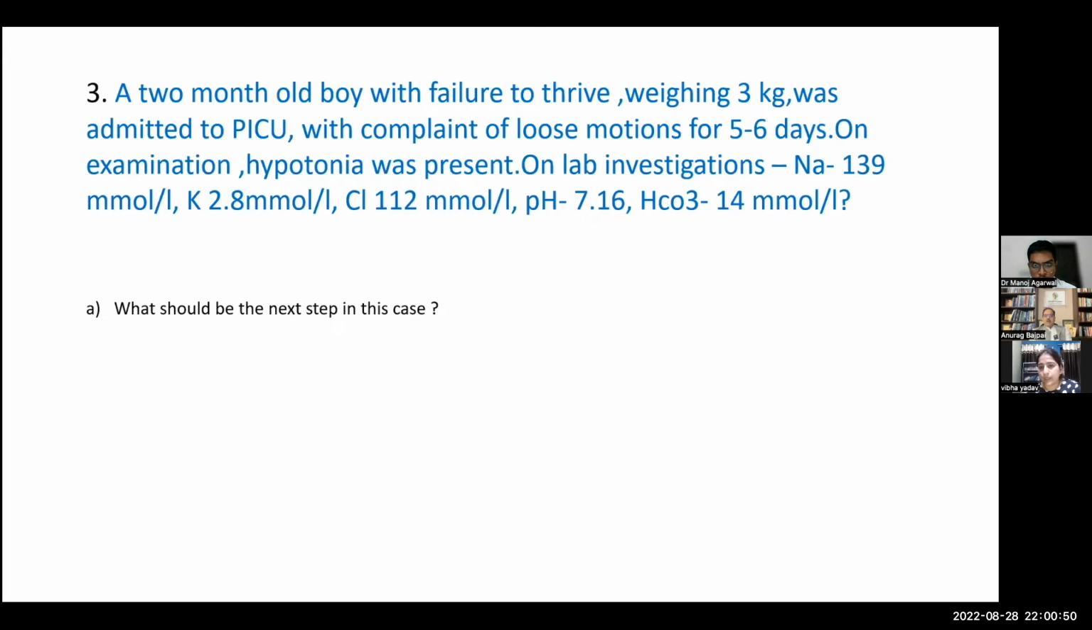So if I just summarize, you have a child who has diarrhea and who has presented with hypokalemia with acidosis. What's the anion gap? So we have to calculate. This is the question. What should be the next step? So people can come up with an anion gap. Yeah. So anybody can write the anion gap here.